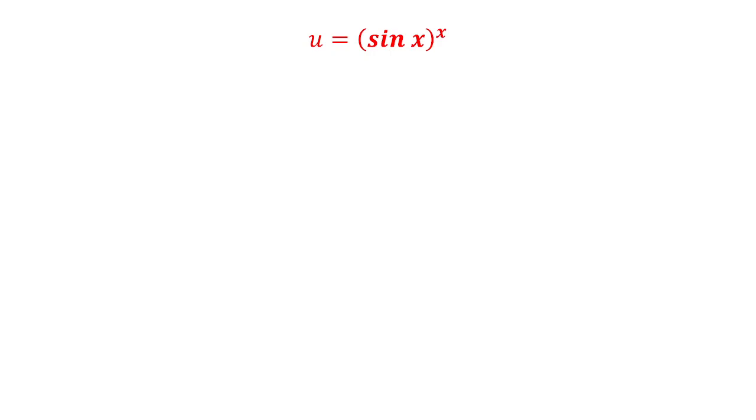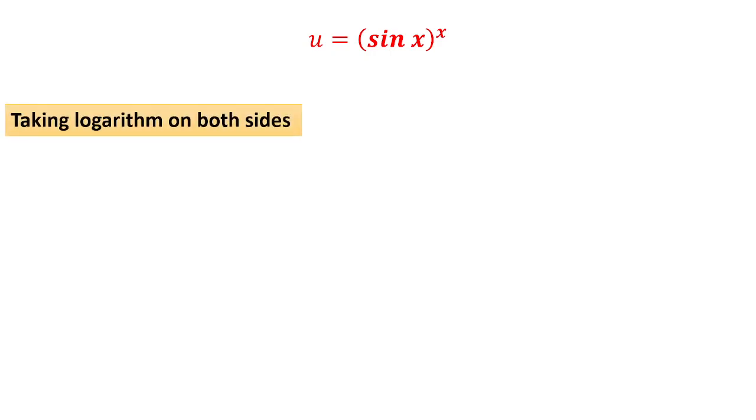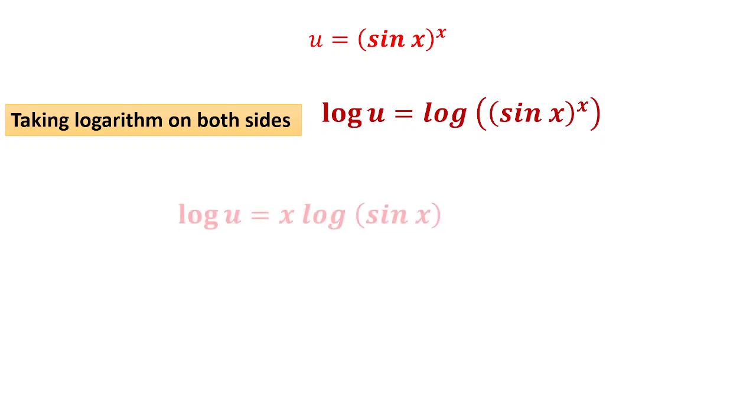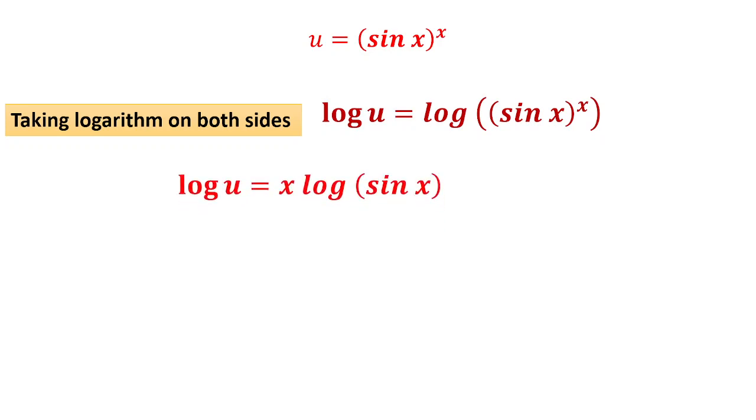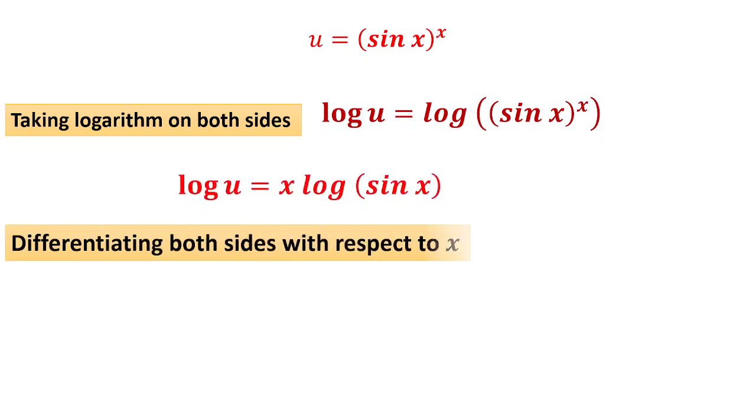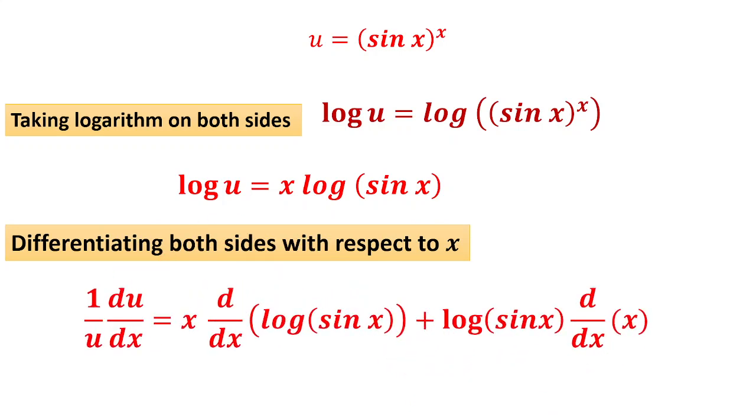Well, let me take u is equal to sin x power x. Take log on both sides. Power will come to the front. Therefore, log u is equal to x log sin x. UV formula to be applied on the right hand side. 1 by u du by dx on the left hand side differentiation. Right hand side: keep x, differentiate log sin x, plus keep log sin x, differentiate x.